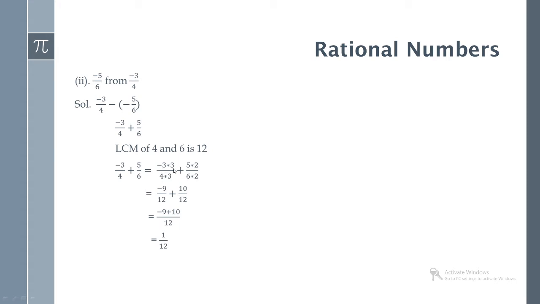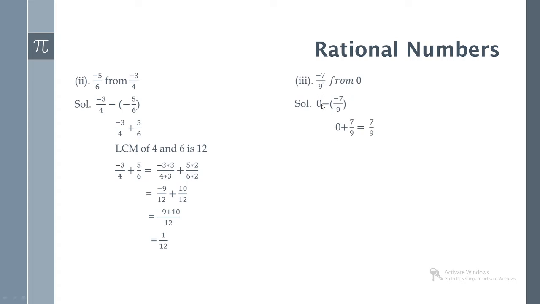So minus 3 into plus 3 is minus 9, because minus into plus is minus. 9 by 12 plus 5 twos are 10 by 12. Now the denominator values are the same, so 12 minus 9 plus 10. Now plus into minus is minus. 10 minus 9 is 1, but which is the biggest number? 10, and before that it is positive. That's the reason there is no negative sign here. So 1 by 12.